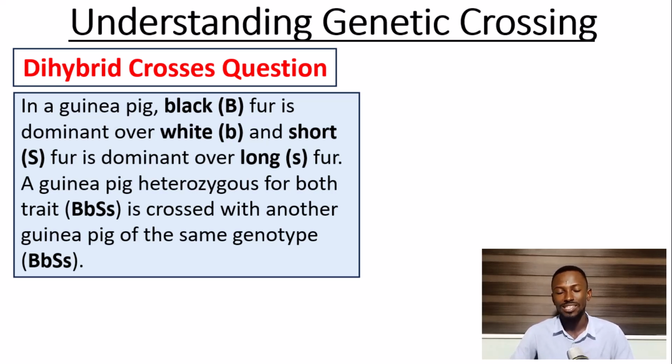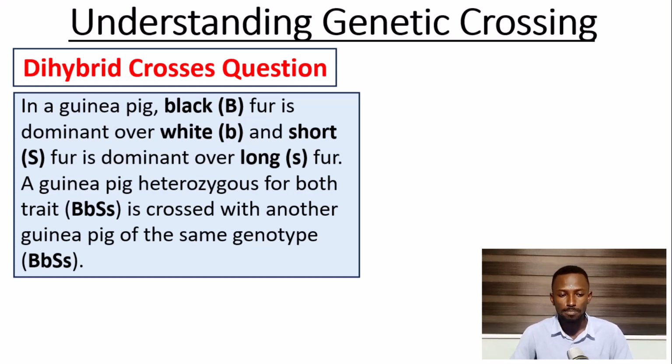The B is not because black starts with B. No, it's a choice. We could have started with any alphabet. We could have said capital W for black, dominant, then small w for white. So keep that in mind. So in a guinea pig, black, capital B, fur is dominant over white. And short fur is dominant over long fur. So the long is denoted by small s.